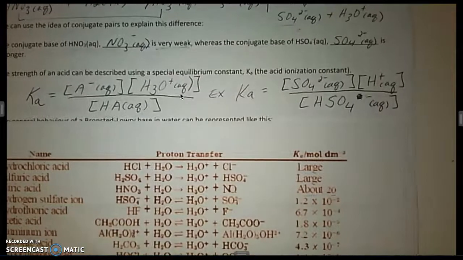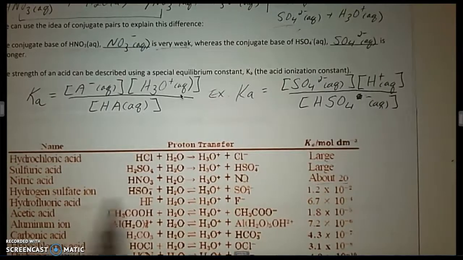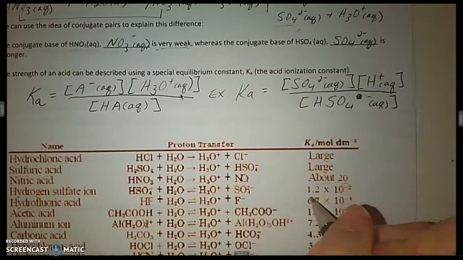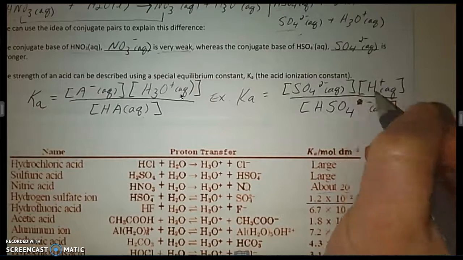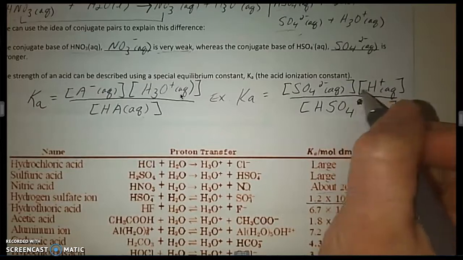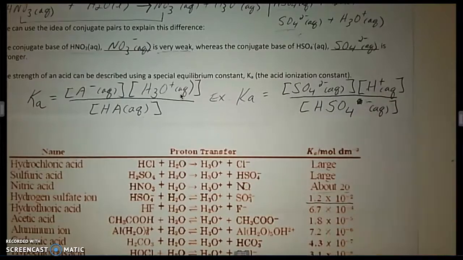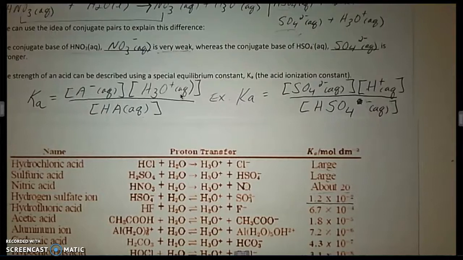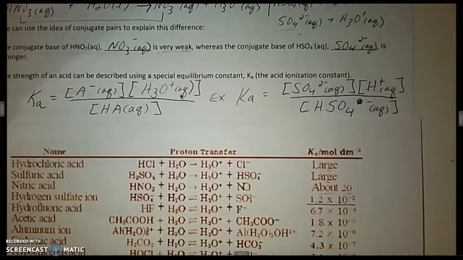Okay? Now, if I go a little bit lower on my list, I get the hydrogen sulfate ion right here, and its Ka is 1.2 times 10 to the negative 2. Okay, so looking at that, it tells me that I have quite small concentrations of these ions relative to the concentration of the unionized, undissociated acid. Okay, so we can use Ka as a way of ranking the relative strength of acids.